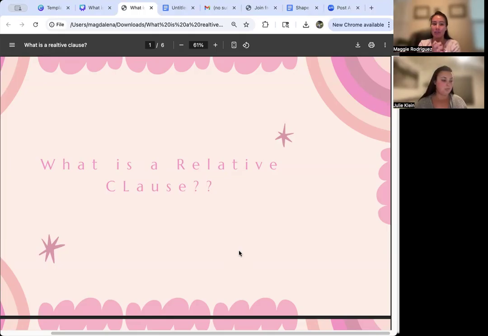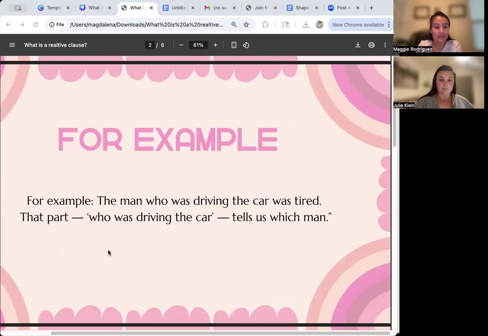I do. Perfect. It says, what is a relative clause? And that's what we're going to be discussing today. We are going to be making sentences longer and more interesting using relative clauses. A relative clause tells more about a noun, kind of like adding a description. For example, let me show you. The man who was driving the car was tired. That part, who was driving the car, tells us which man.